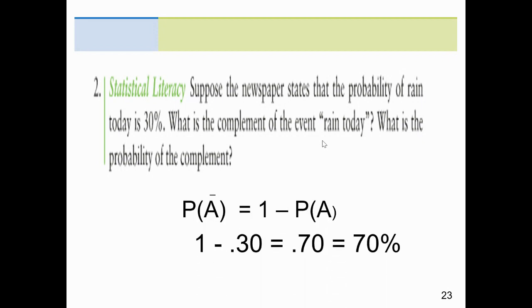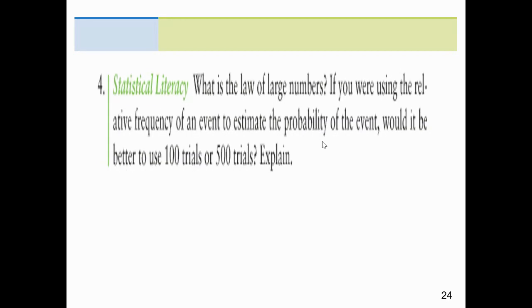Complement of rain today means it didn't rain. What does that mean? It could be anything. Cloudy, not cloudy. It could mean snow for that matter. All I know is the probability that it won't rain is 1 minus the probability that it does rain, 0.7 or 70%.